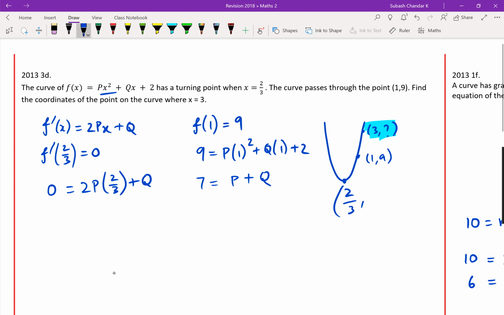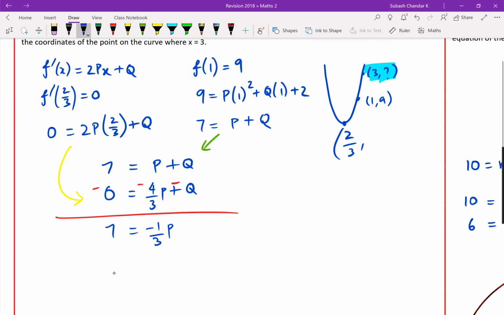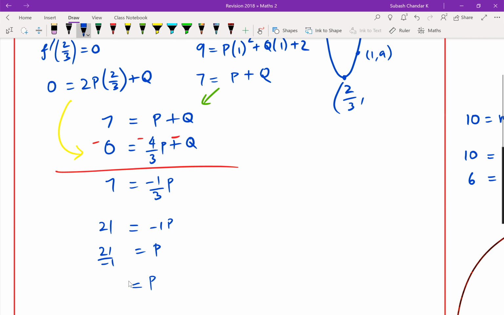So at this point, I'm going to solve these equations simultaneously. So I've got 7 equals p plus q, which is this one here. And then I'm going to take this one, chuck it below it. So I'm going to get 0 equals 2 times 2/3, which is 4/3, of p plus q. So I'm going to subtract these two equations so I can get rid of the q. 7 minus 0 is 7. p minus 4/3 p is going to be negative 1/3 p. And then q minus q is equal to 0. So from here I can say that negative 1/3 p is equal to 7, or p is equal to 7 divided by negative 1/3. So p is equal to negative 21.